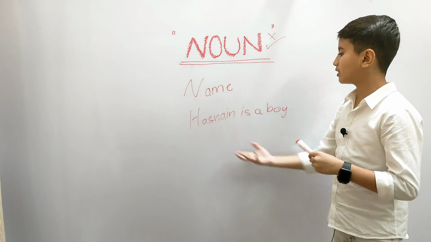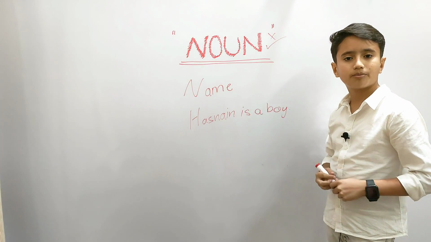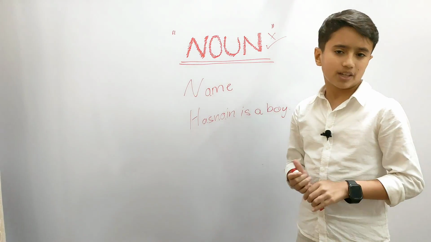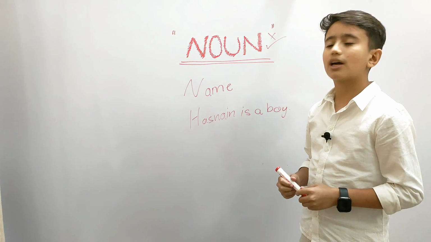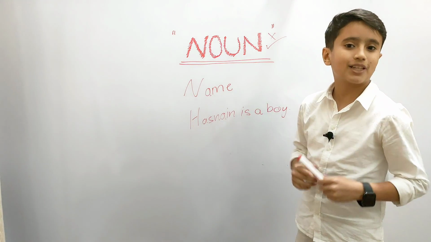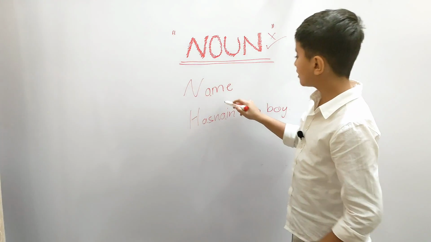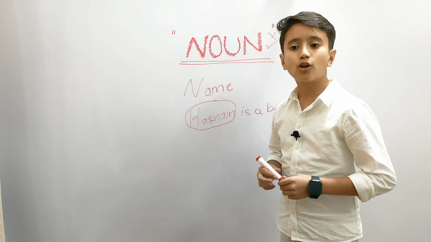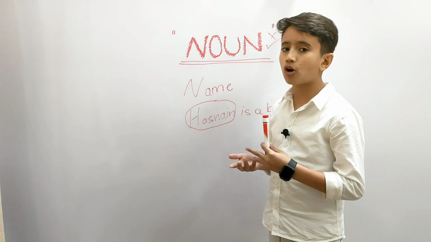Just read this sentence: Hasnain is a boy. How many nouns are there? If you are being a bit more specific, yes, there is actually one noun. But that's what you think. Actually, this is a specific noun, one that is not common. It is not a common noun.